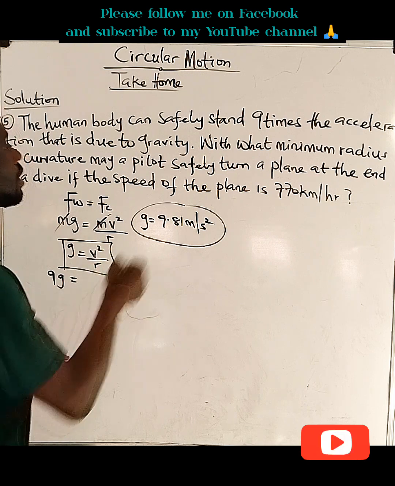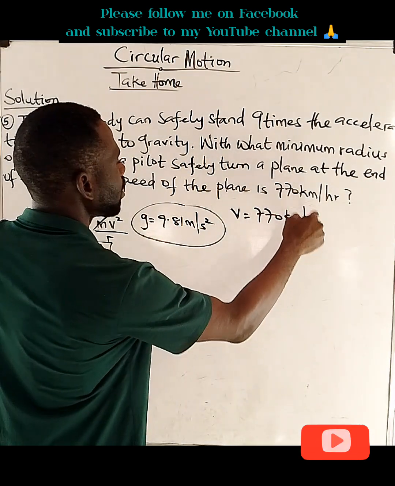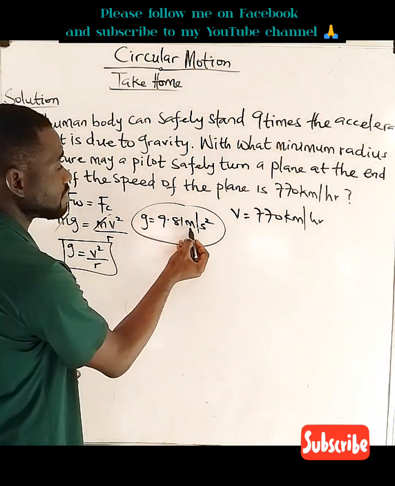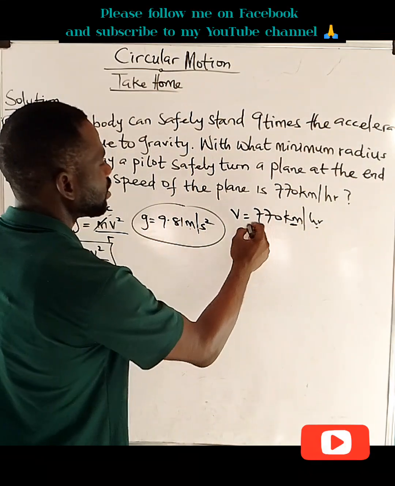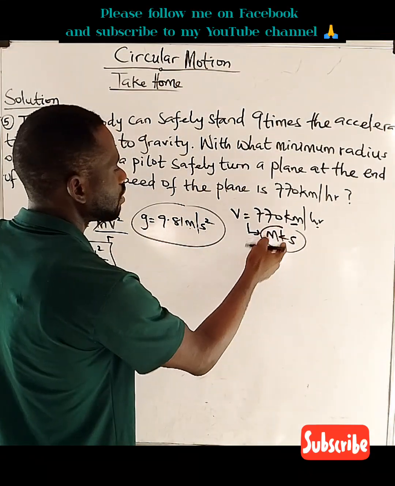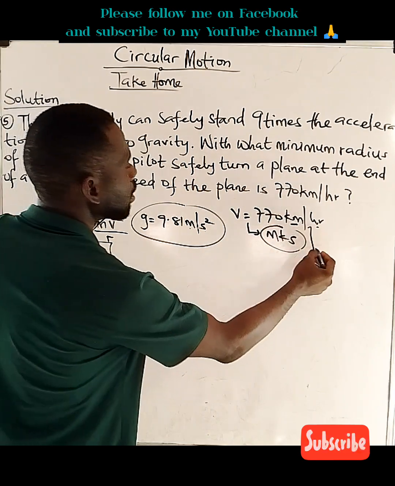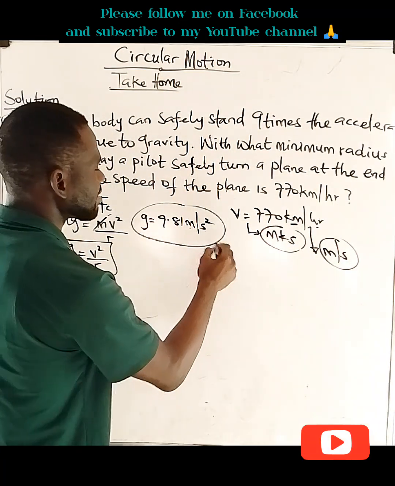So what's the velocity? The velocity is 770 kilometer per hour. Now, since acceleration due to gravity is in meter per second squared, we can't use kilometer per hour. So we're going to use the MKS system. MKS system is meter, kilogram, and second. So we're going to convert the 770 kilometer per hour to meter per second, which is the official unit for velocity. So how do we do that?